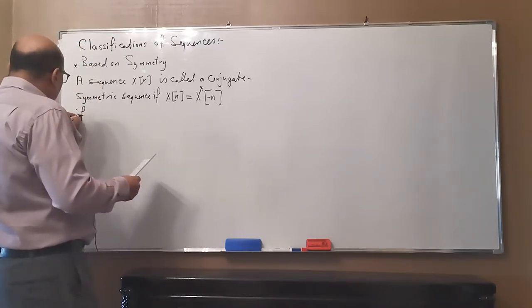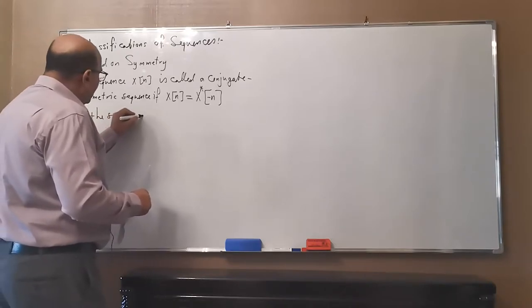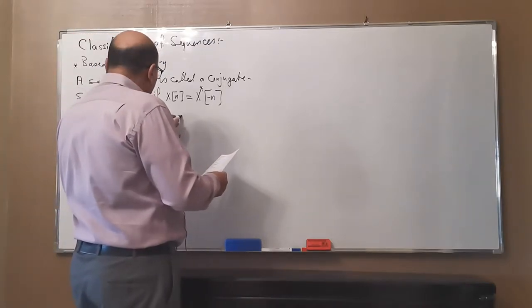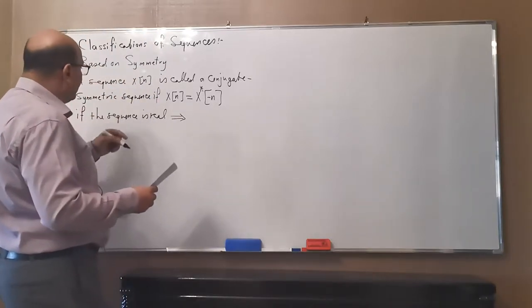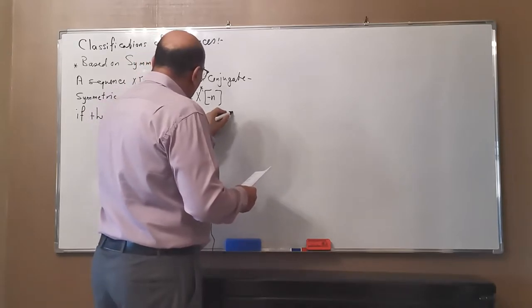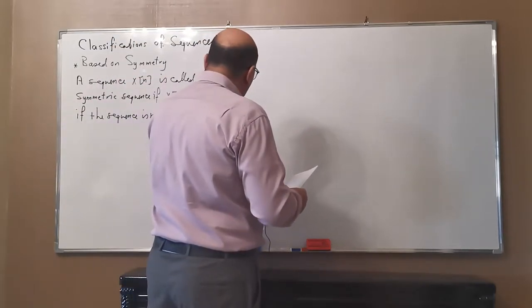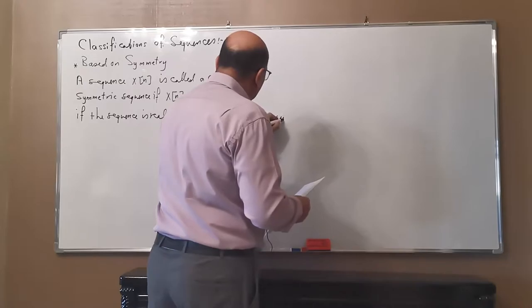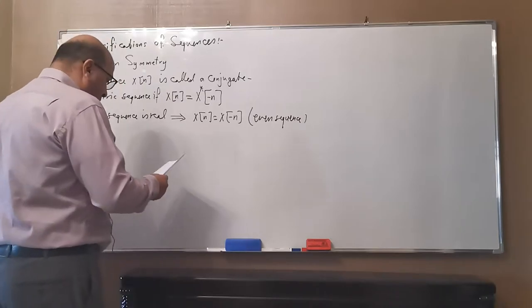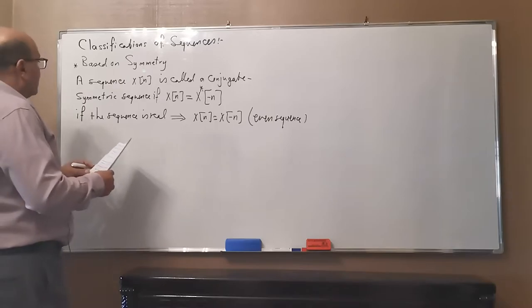If the sequence is real, this means we have a special case of the upper definition, which means that x of n equals x of minus n. And this is the definition of the even sequence. So you have an even sequence. Okay. So this is the first part of the symmetrical based classification.